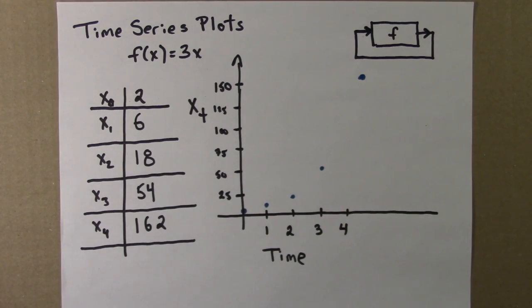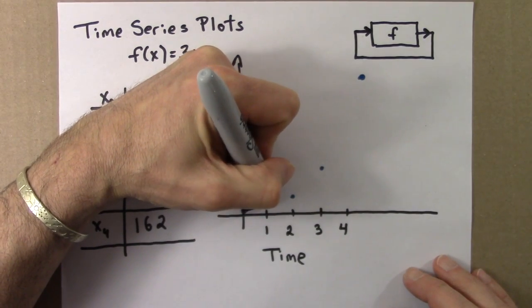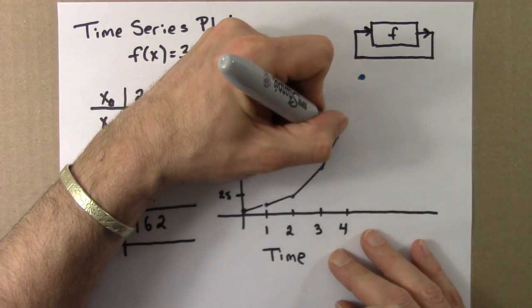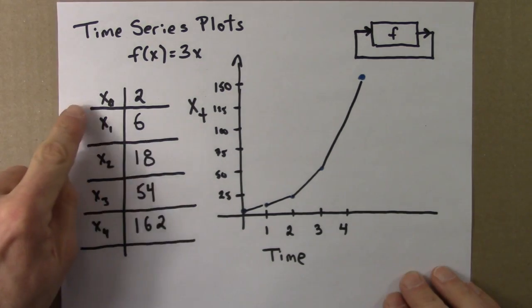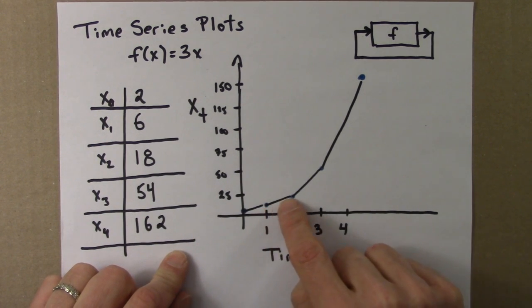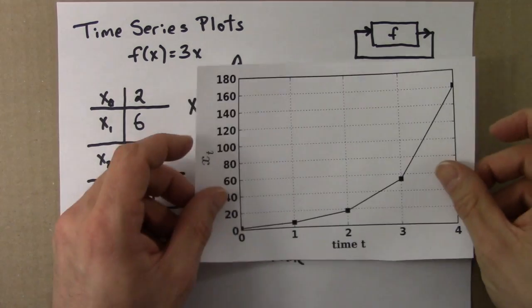And I could connect the dots, which makes the pattern a little bit more evident, although the values in between the dots don't really have a meaning. The orbit jumps from 2 to 6. It doesn't slide from 2 to 6 going through intermediate values. Let's take a look at a somewhat nicer version of this plot.